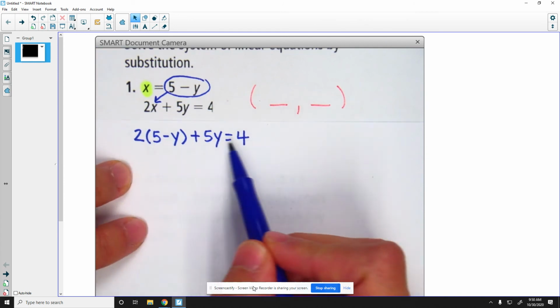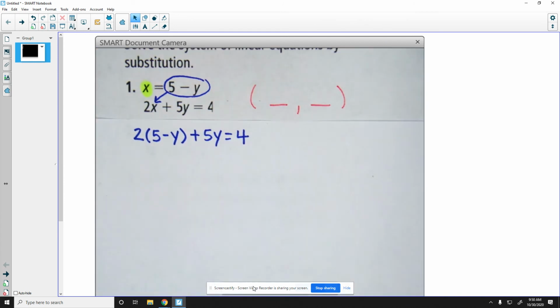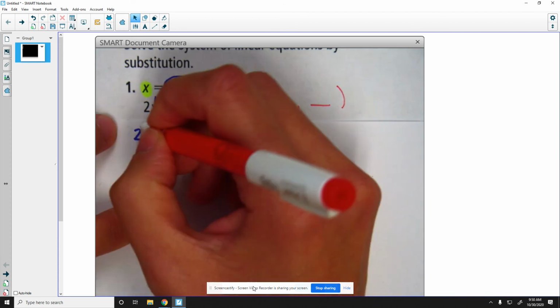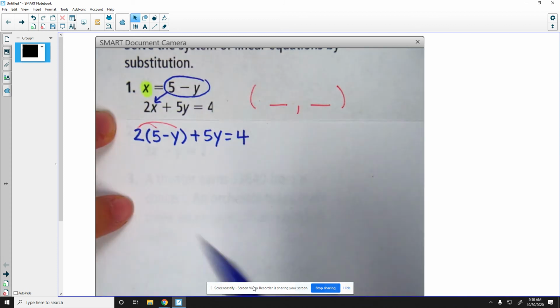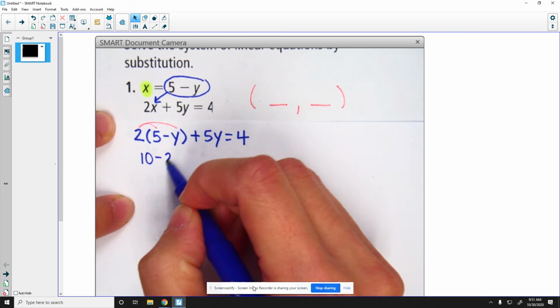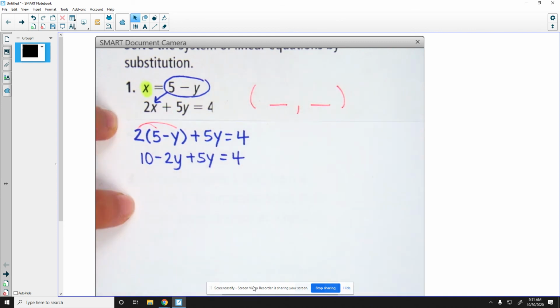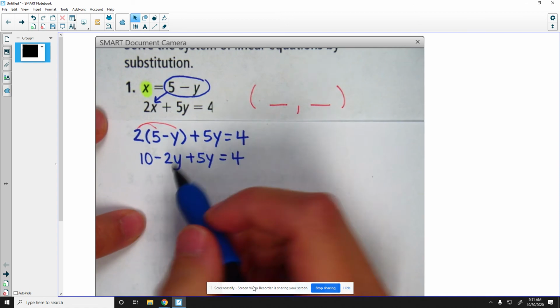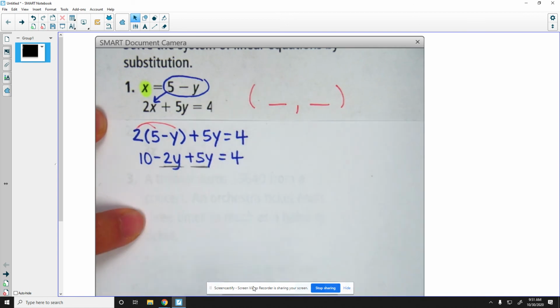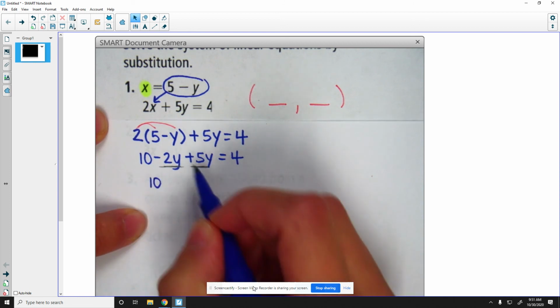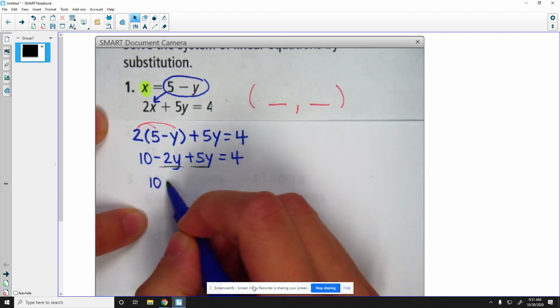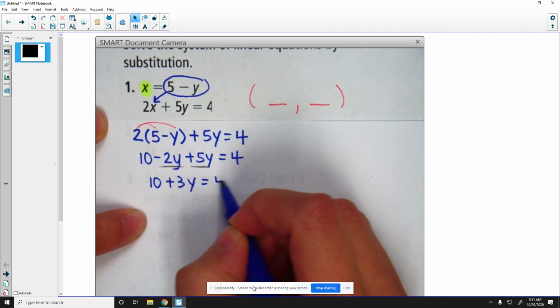Notice how I only have one letter now. I only have a Y. So I can easily solve for Y then. So distribute. So I have 10 minus 2Y plus 5Y equals 4. It looks like I can combine like terms because they're on the same side. So I have 10, negative 2 plus 5 is positive 3. So plus 3y equals 4.